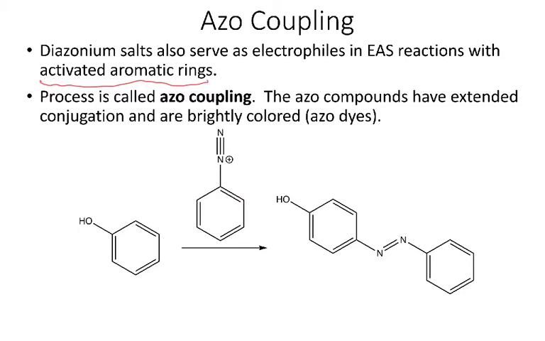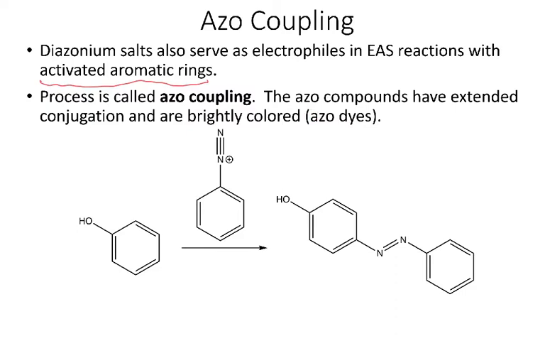So when I have a strongly activating group like a hydroxide, it's an ortho-para director, and because of steric hindrance, it's going to preferentially add to the para position. I actually add this diazonium ion to that para position. And this process is called azocoupling. These compounds are often used in what are called azo dyes because they're so brightly colored.